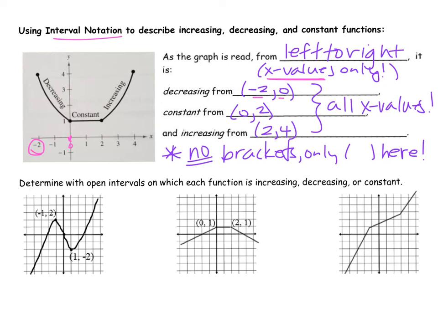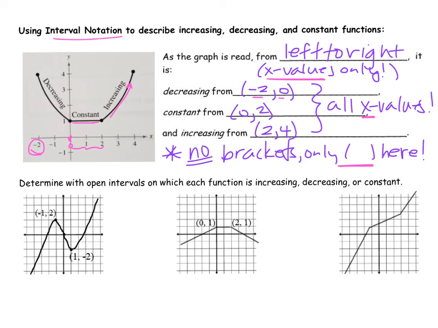Constant would be if it has the same output each time. So constant is just kind of flat from left to right. From 0 to 2 on the x-axis, the graph is constant. And then as you go from 2 to 4, the graph increases. So you'll notice again, my answers are only x values. We're not looking at x's and y's. And we're also only using parentheses, no brackets.